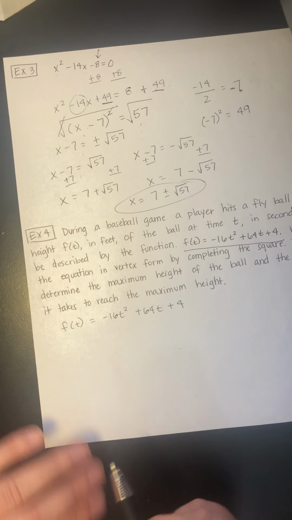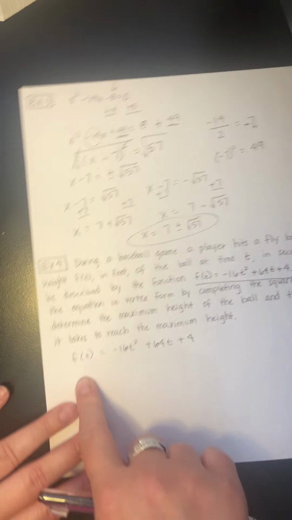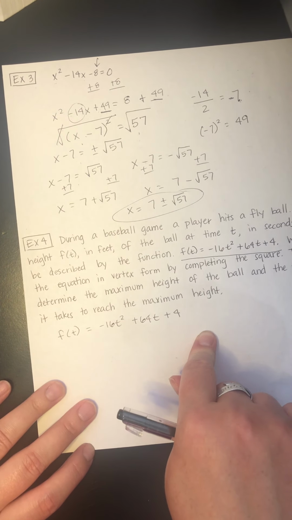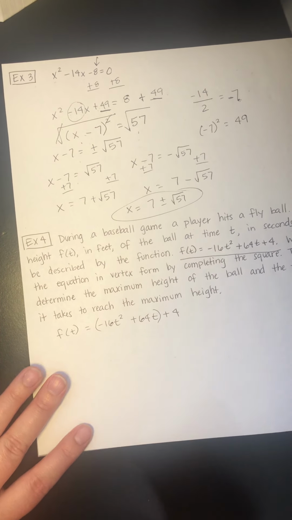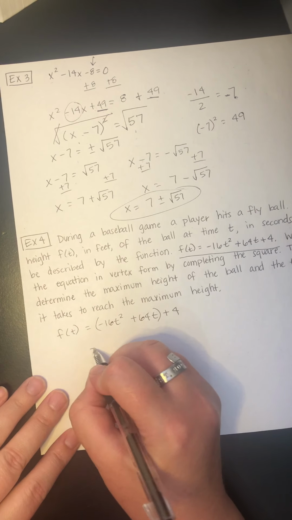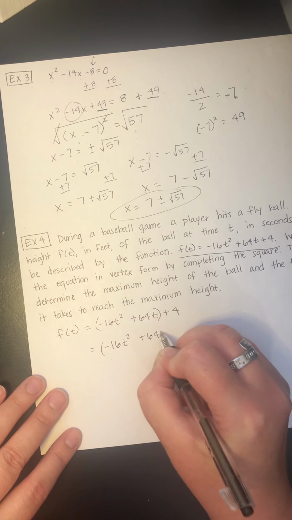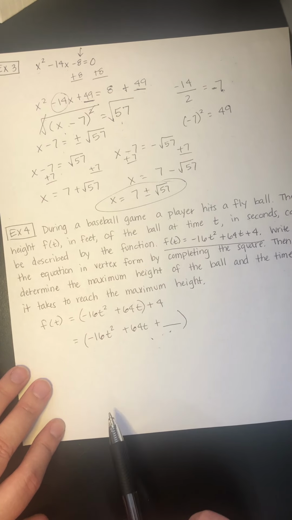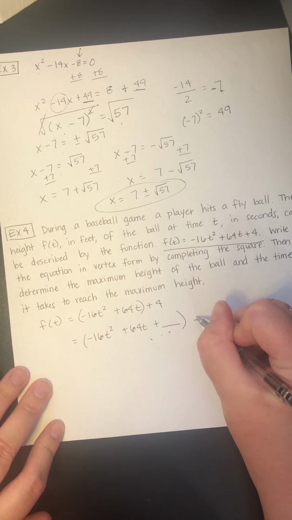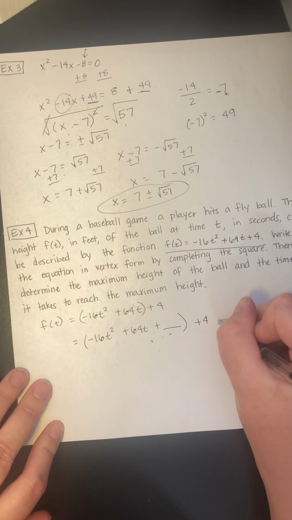Okay, negative 16t squared plus 64t plus 4. These are slightly different than over here. This is a function. Everything's going to stay on the same side of the equal sign. But we need to complete the square here. So I'm going to rewrite it. Negative 16t squared plus 64t plus, we're going to figure out what we have to add to this side. Okay, and then don't forget your 4, and whatever we add on the inside, we must add on the outside.